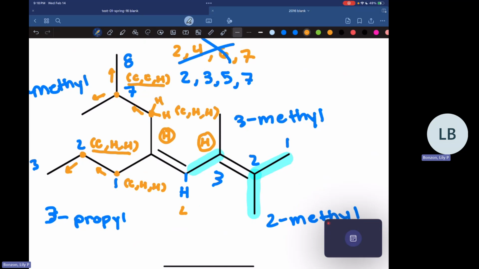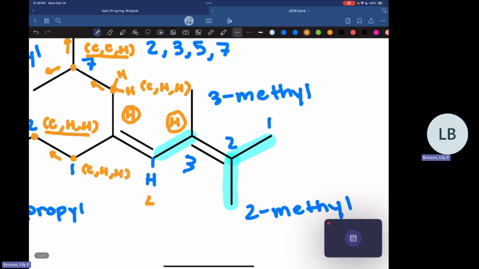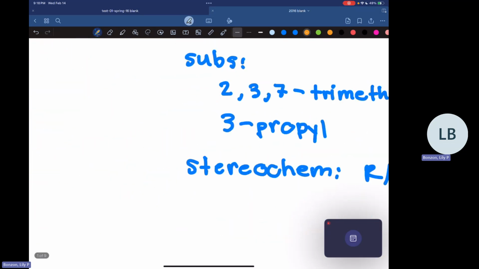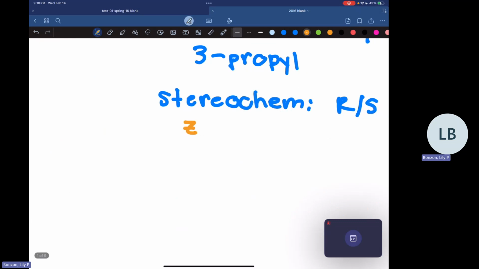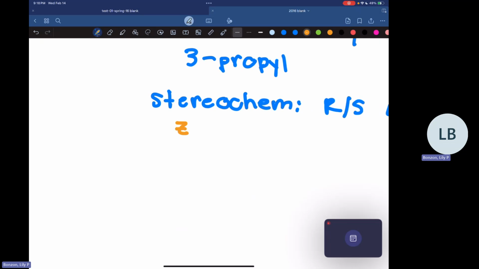All right, and so since the high priority groups are on the same side, that stereochemistry is going to be Z. And so one way to remember the difference between E and Z is that Z, they're on the same side. So it sounds kind of like same.